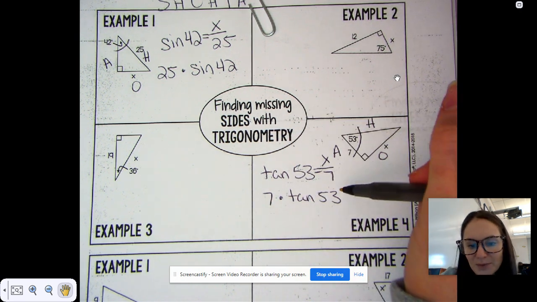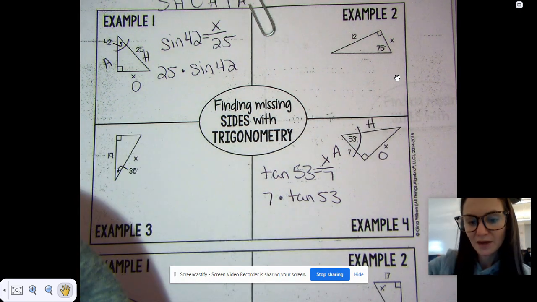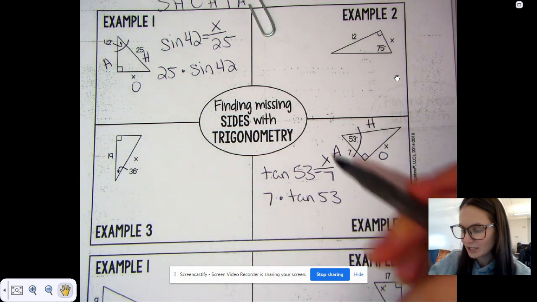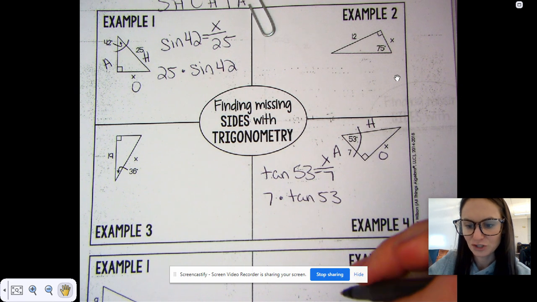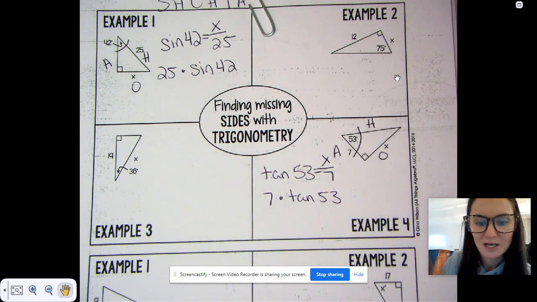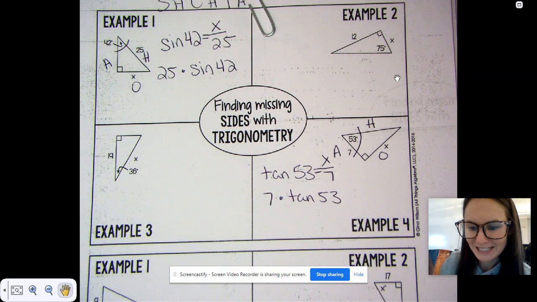If my number happens to be on top and my X is on the bottom, that is when I'm going to switch over and do division, still putting that number first, then divide in your function. Okay, so that's how you're doing the top part for missing side.